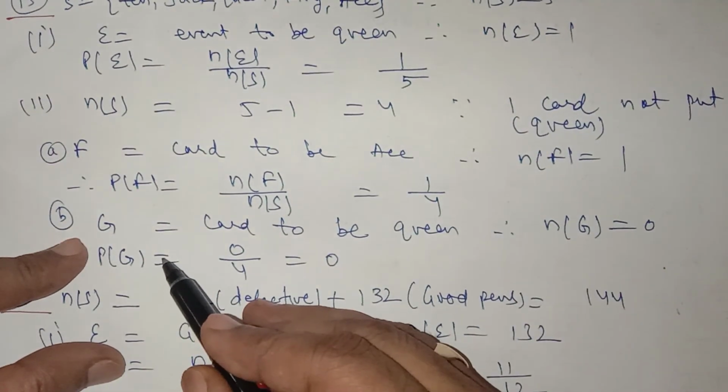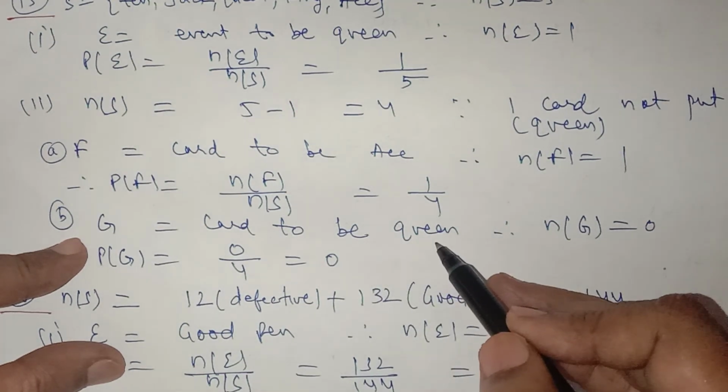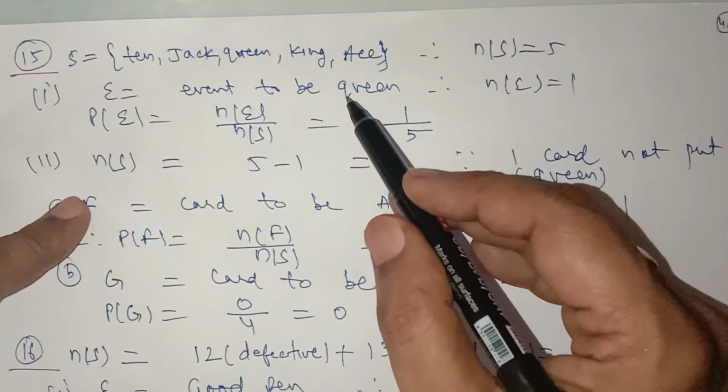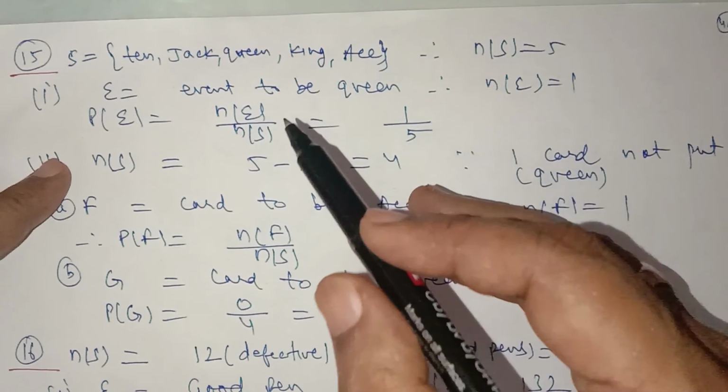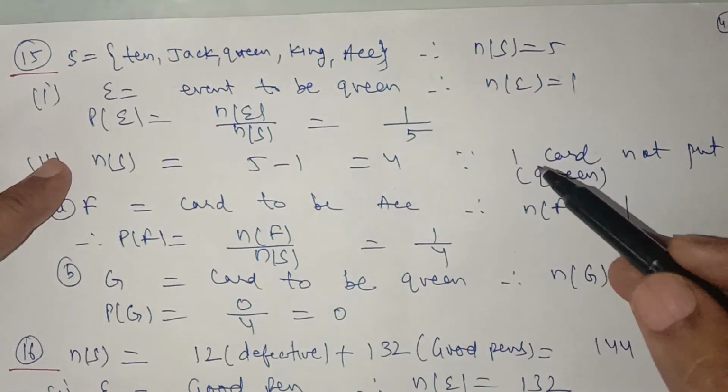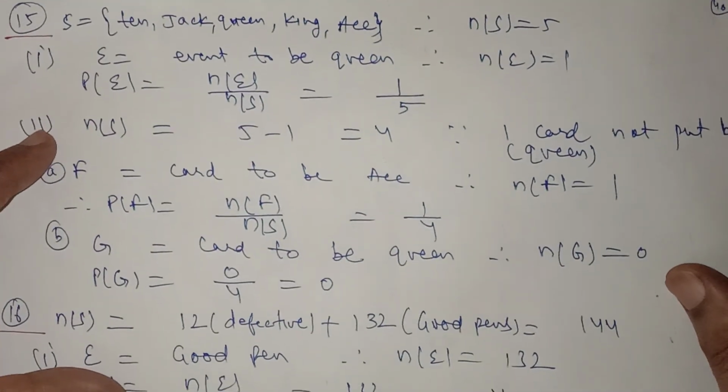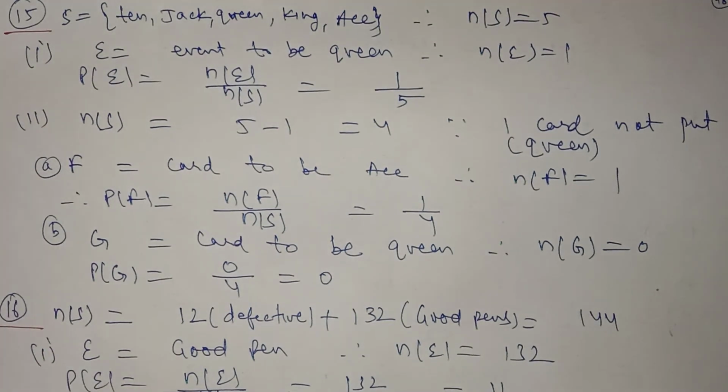Now in the third part, you have to find the probability of getting a queen, and now in the remaining 4 cards there is no queen, because first of all we took out a queen and it is not replaced. So the probability of getting a queen is 0 because there is no queen in the remaining 4 cards.